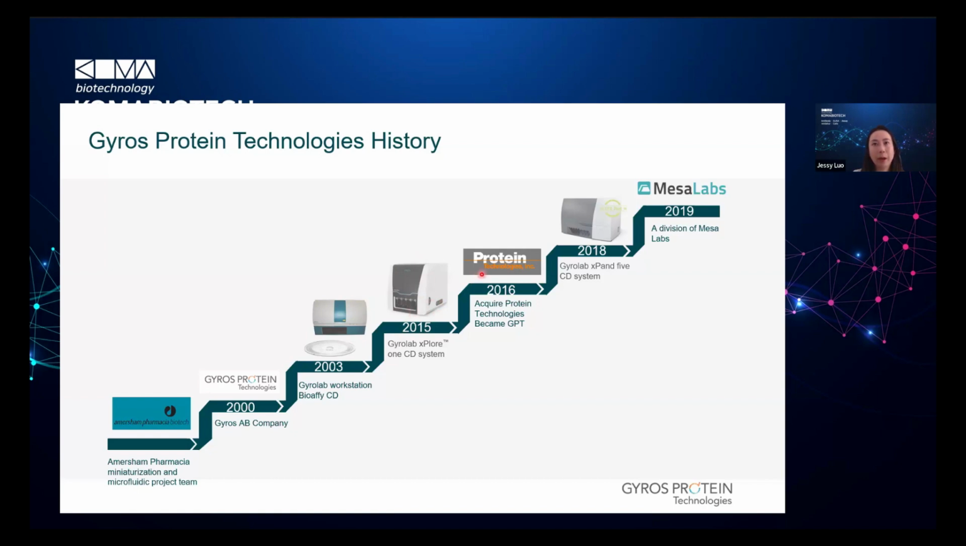And after that, this company also acquired another company, which is called Protein Technologies, and this one is focused on peptide synthesizers. And now we are part of Mesa Labs, because Mesa Labs acquired Gyros in 2019. So now we're part of it.